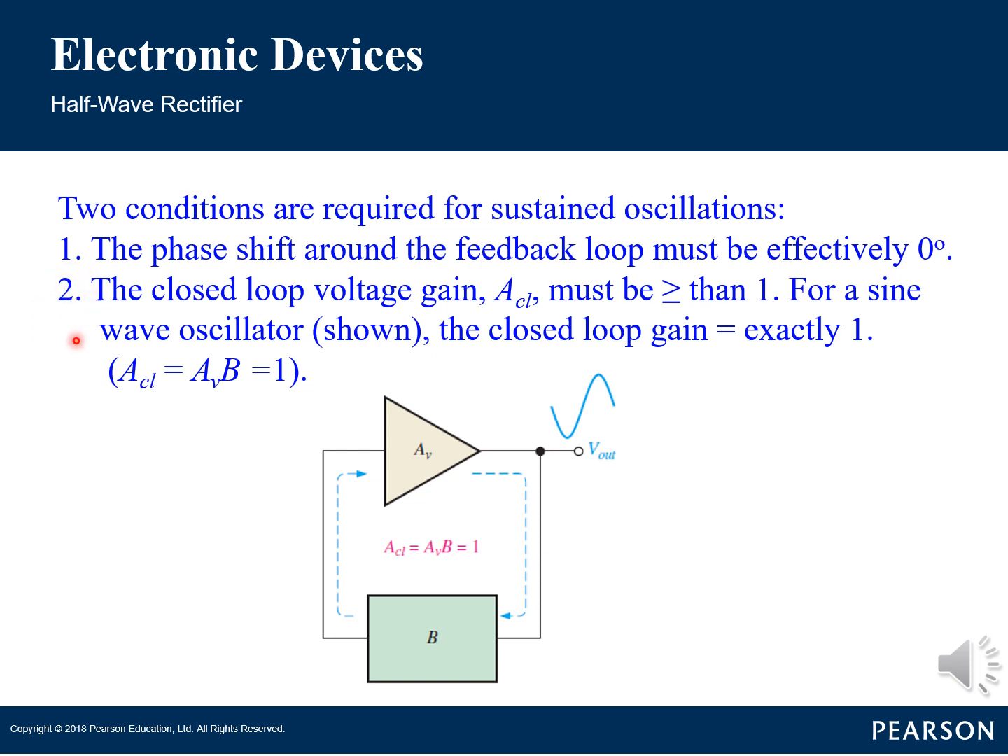2. The closed loop voltage gain, ACL, must be greater than 1. For a sine wave oscillator, shown, the closed loop gain equals exactly 1. Otherwise, the output is distorted with clipping. The voltage gain around the closed feedback loop, ACL, is the product of the amplifier gain AV and the attenuation B of the feedback circuit. As ACL equals AV times B equals 1.